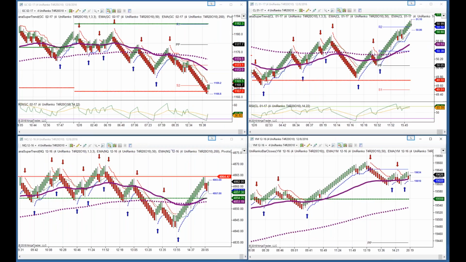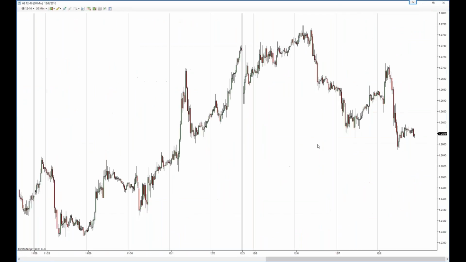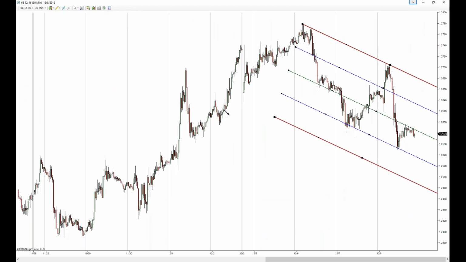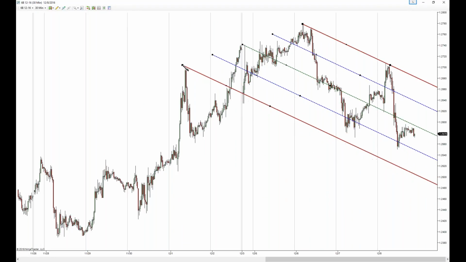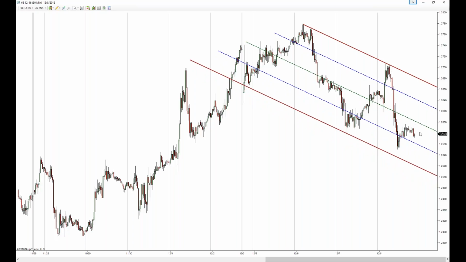Let's take a look at the 6B which is the Great British Pound, the 6B, 30-minute chart. Okay? We were in a nice upward trend. Things have changed. We are now in a downward trend, which looks something like this right here. That's pretty good. Right about there. We are in a downward trend in quad 3, looking to sell the 6B.